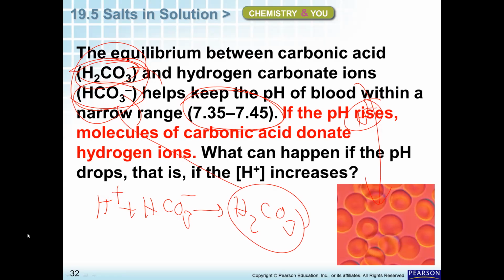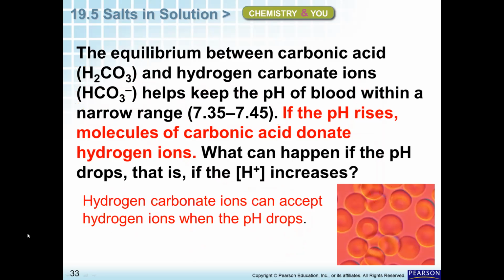So what happens if the pH drops? That is, if the H plus increases, the H plus will react with the salt and form the carbonic acid. If we have OH minus, then that will react with the acid itself, with the H2CO3, and it will produce HCO3 minus, which is already there, and it is a weak conjugate base. Okay, so that is what usually you write. Hydrogen carbonate ion can accept a hydrogen ion when the pH drops, and that's why it's not going to drop. So the pH will remain fairly constant at 7.35 to 7.45 due to the presence of this system.